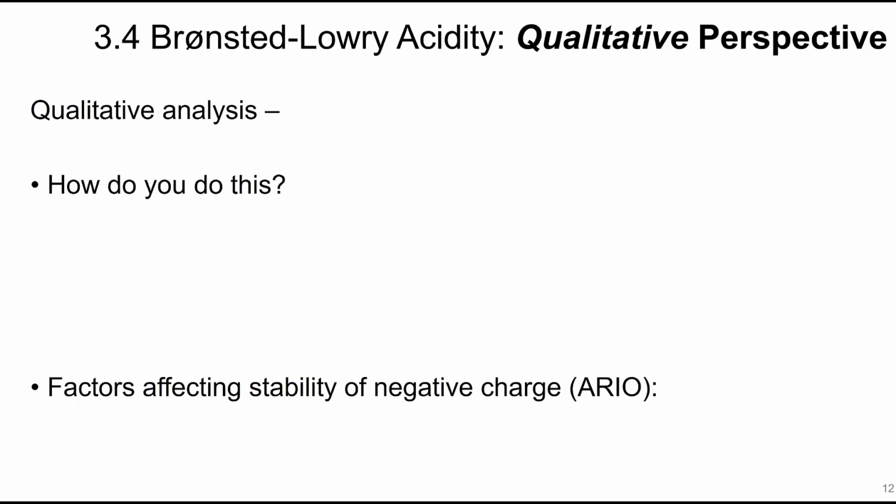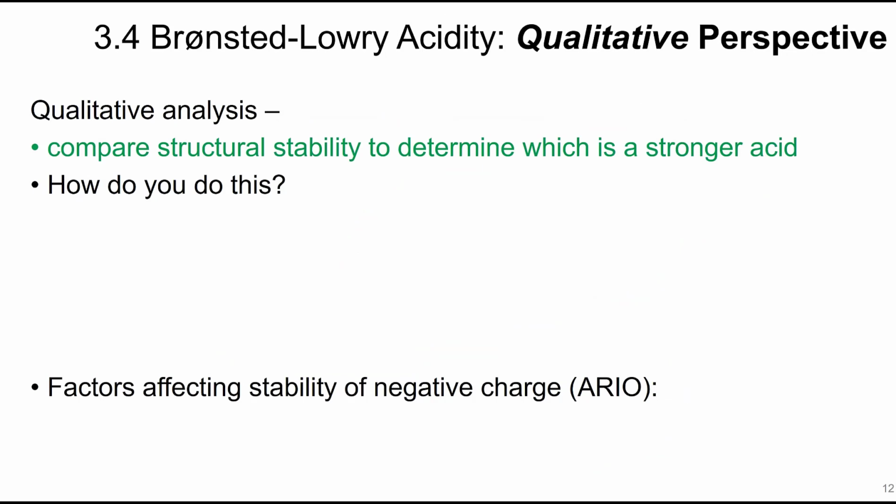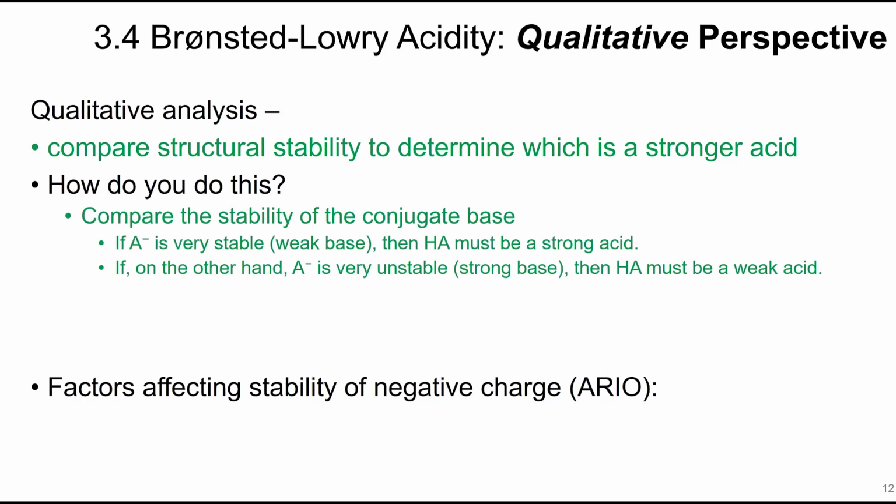If you're going to look at things qualitatively, we can compare structural stability to determine which is the stronger acid. What is the way to do this? You want to compare the stability of the conjugate base. Remember, if you're looking at things quantitatively with the pKa's, you're comparing the acids, but if you look at it qualitatively, we're going to compare the bases, the conjugate bases. If A minus is very stable or a weak base, then HA has to be a strong acid. If, on the other hand, A minus is very unstable, then HA must be a weak acid. So the equilibrium favors the side with the more stable anion.